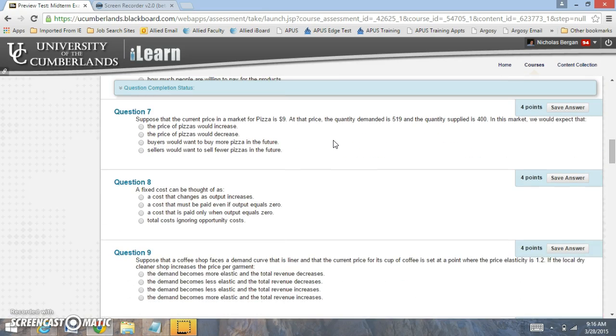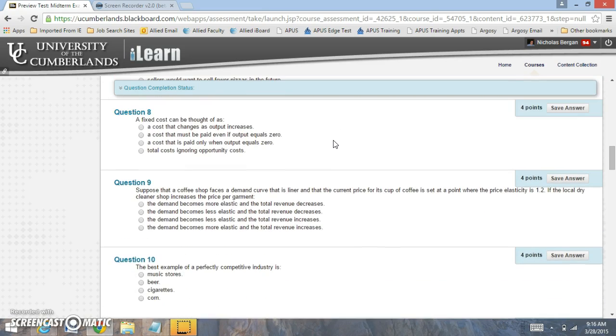Question 7. Suppose the current price in the market is $9. Quantity demand is $5.19. Quantity supply is $400. So you know supply is greater than demand. So there's going to be a surplus of pizzas and prices will have to decrease. Fixed costs is costs that do not change with output.